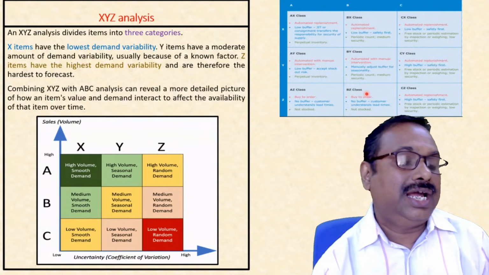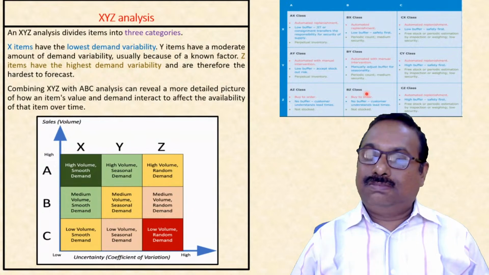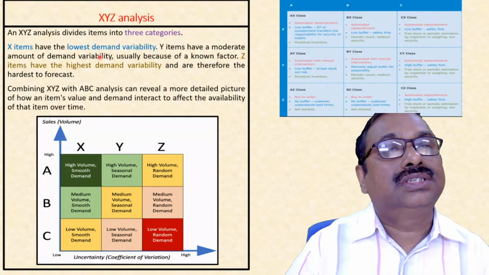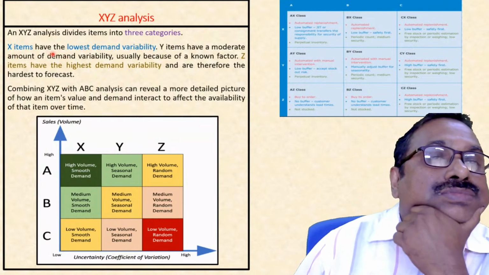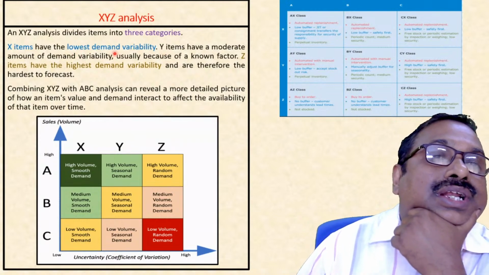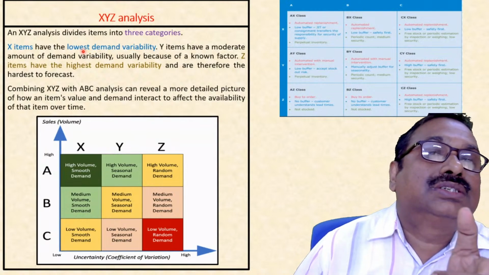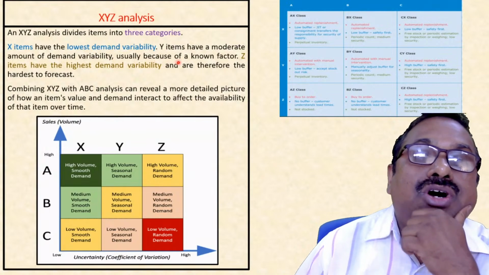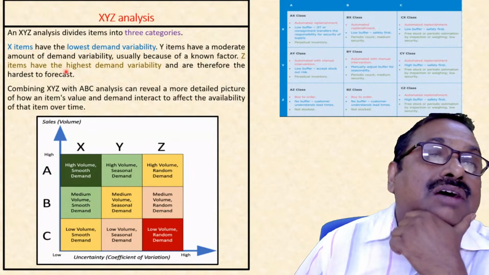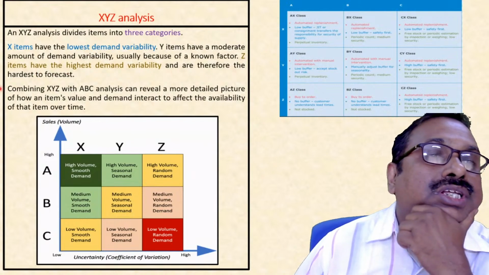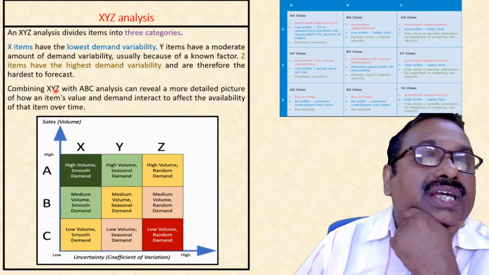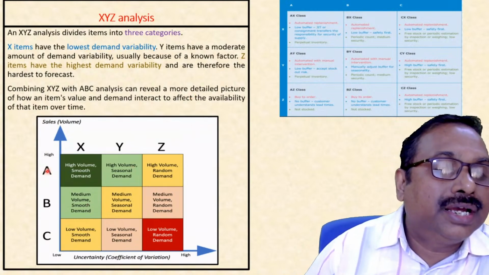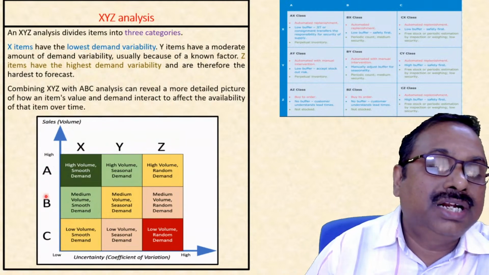Next is the XYZ analysis. It is like ABC analysis, but it varies. An XYZ analysis divides items into 3 categories: X, Y, and Z. X items have the lowest demand variability. Y items have a moderate amount of demand variability, usually because of a known factor. Z items have the highest demand variability and are therefore the hardest to forecast. Now, combining XYZ with ABC analysis can reveal more details. So here we'll take the ABC XYZ matrix.